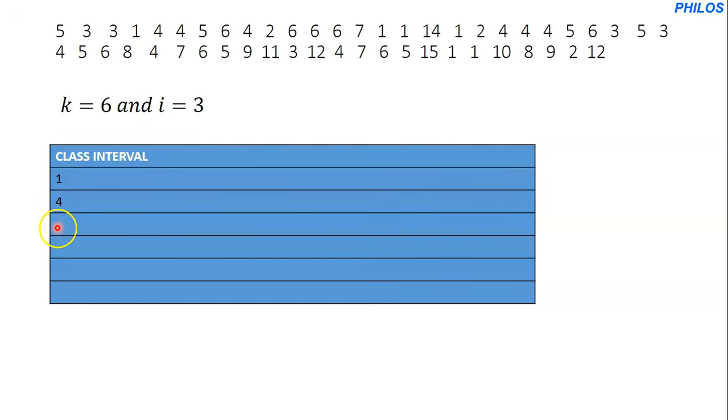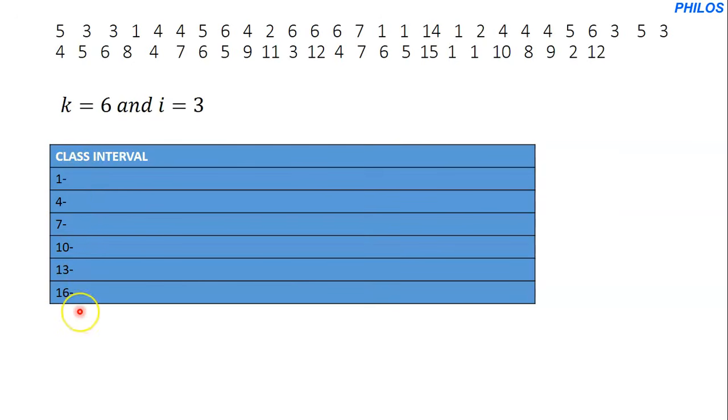To get the lower limit of the third class, you add the interval to this also and that gives you 7. So you continue. You add the interval to 7, you get 10. Add the interval to 10, you get 13, and then add the interval to 13, you get 16. So you are going to put a hyphen for all. Then all these are called lower class limits. So we need to find the upper class limits.